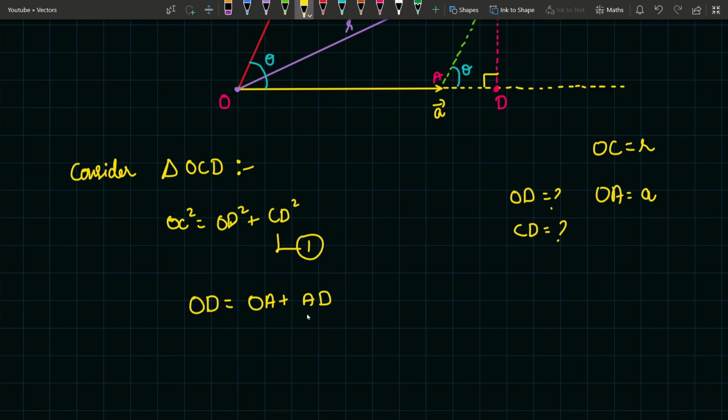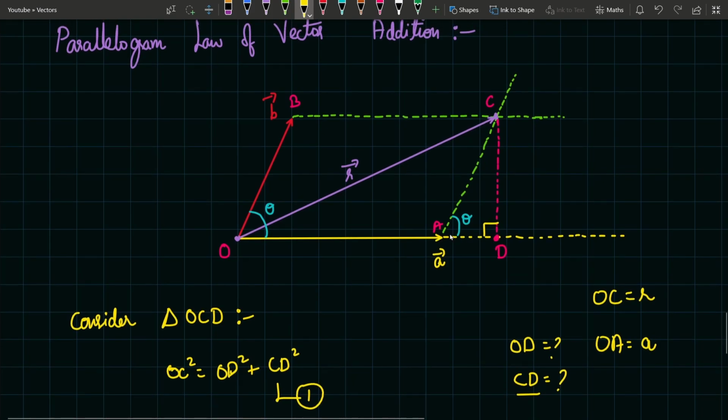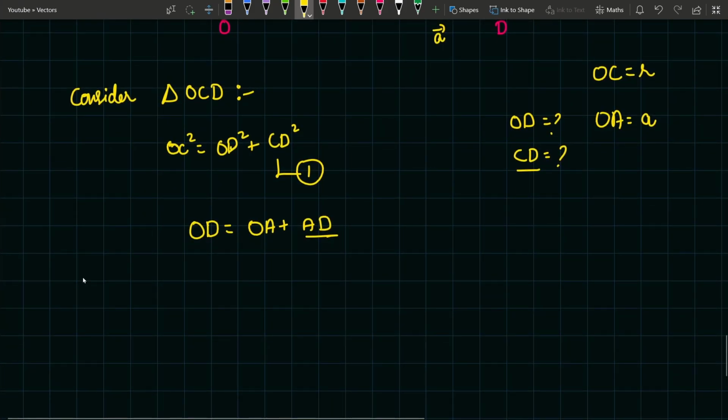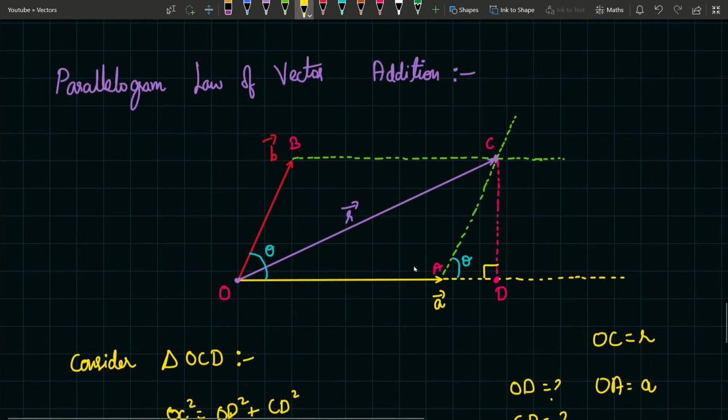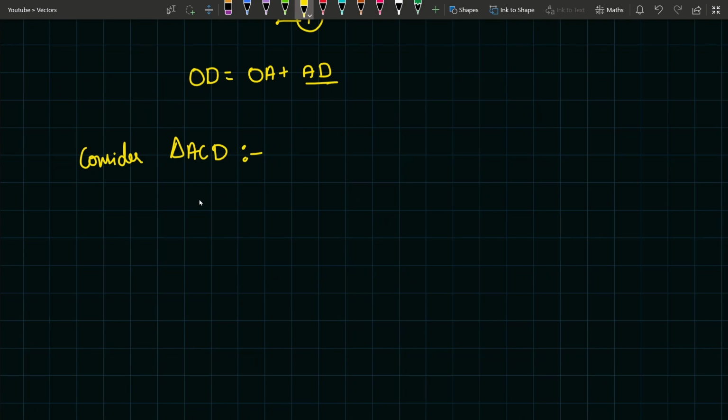Now our objective is to find AD and CD, because if I find these two, then I can easily find OC. So how to find AD and how to find CD? If you see carefully, AD and CD both are parts of triangle ACD. So let us consider triangle ACD. In triangle ACD, AC is equal to OB, because this is a parallelogram and opposite sides are equal. So I can take AC to be the magnitude of the B vector, and write AC equal to B itself.